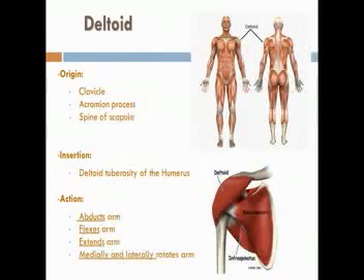Deltoid muscle. This is the large bulbous muscle that creates the most superficial aspect of the shoulder. It originates on the clavicle, the acromion process, and the spine of the scapula. Inserts onto the deltoid tuberosity of the humerus. Should be fairly easy to remember. And its actions are to abduct the arm, flex the arm, extend the arm, and medially and laterally rotate the arm.